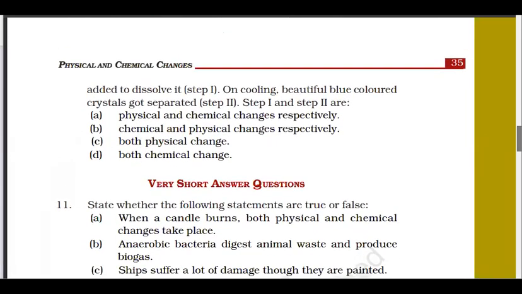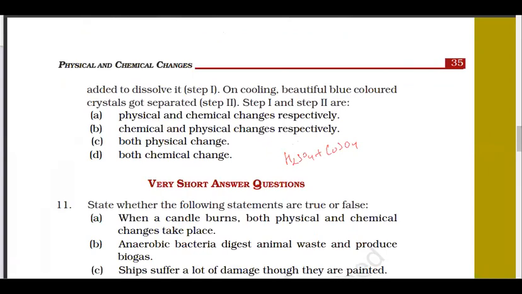So the 10th answer is B or C. Tell me everyone, B or C. Most are saying B. So if you get confused, just write the reaction. The reaction is what? H2SO4 plus CuSO4.